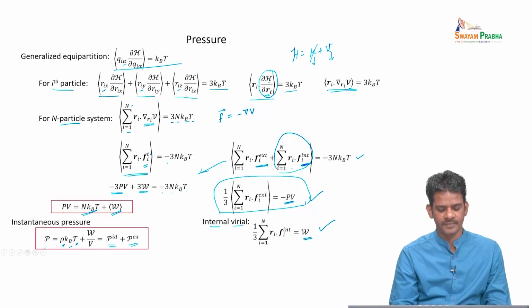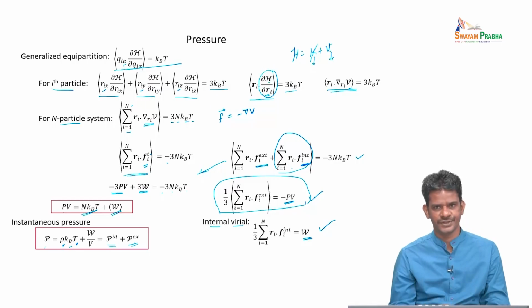excess pressure. So like we have done before, the total free energy can be written into an ideal part plus an excess part. We are able to show here the pressure can also be written into an ideal part and an excess part. So the ideal part comes only because of kinetic energy terms, and the excess pressure comes because of the intermolecular forces.